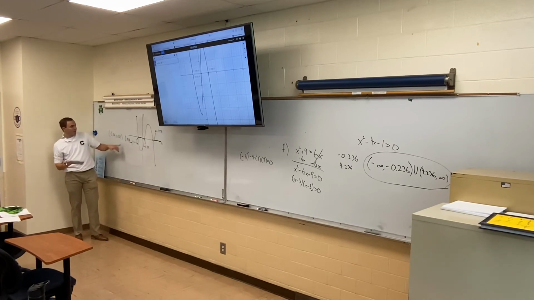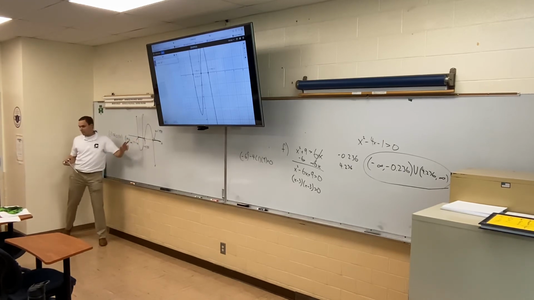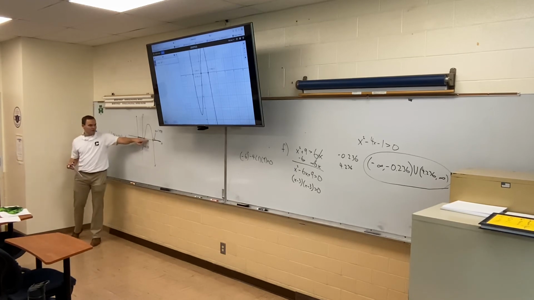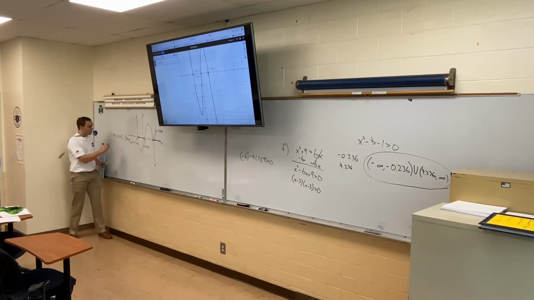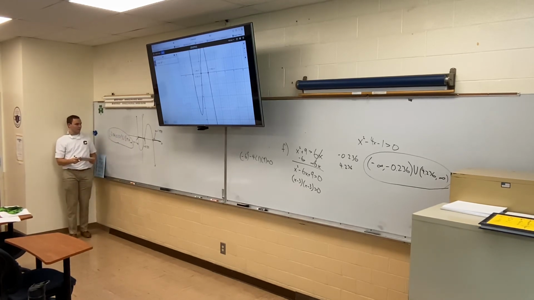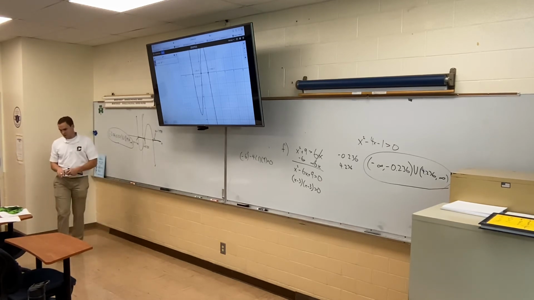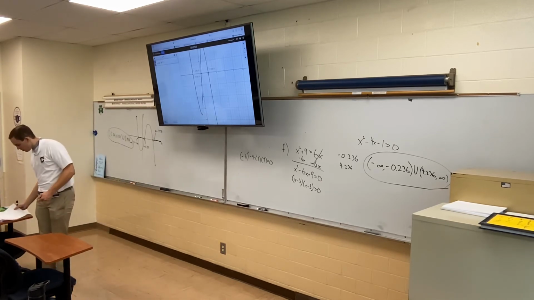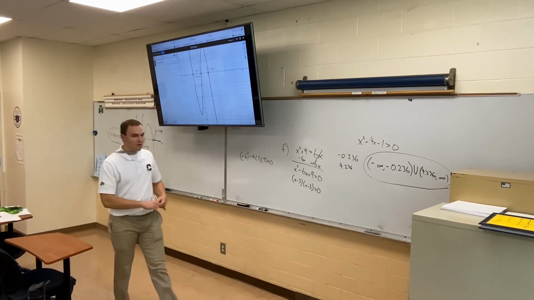Right? So both these intervals solve my inequality, and then there's a gap in between them. So I gotta write a union. I have to write them as two separate intervals. So the union is like saying and. This is like saying this interval solves it and this second interval solves it. Does that help at all? Okay. Are you guys okay if I move on to D?